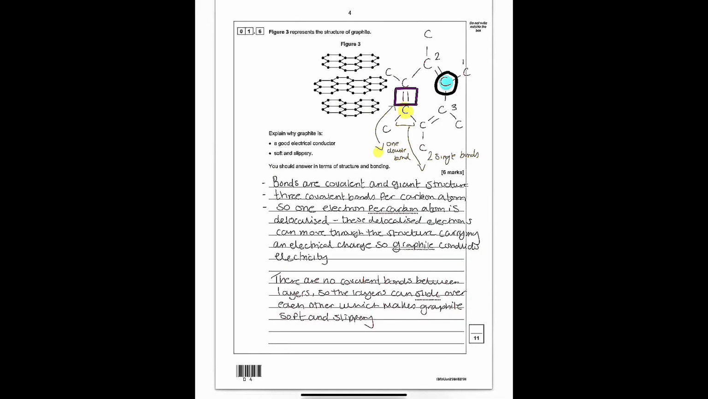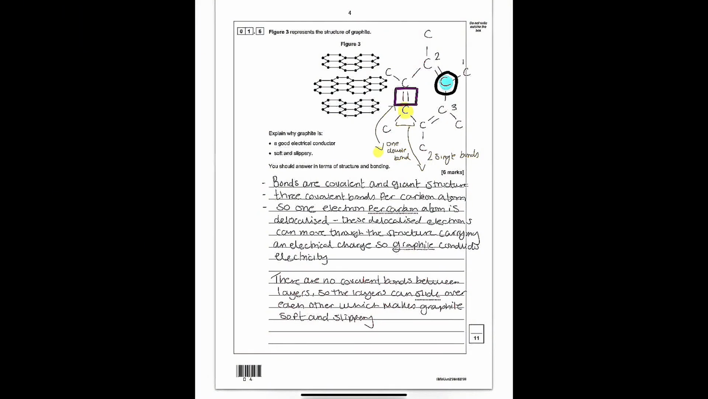Okay, now this is my model answer so far, and this will get you 6 marks, but just remember, because the hexagons are flat, graphite can form sheets which stack in layers, and these layers can slide over each other, making the substance soft and slippery. So graphite also has electrons which are delocalized, which are free to move around and carry a charge, and this means graphite can conduct electricity.